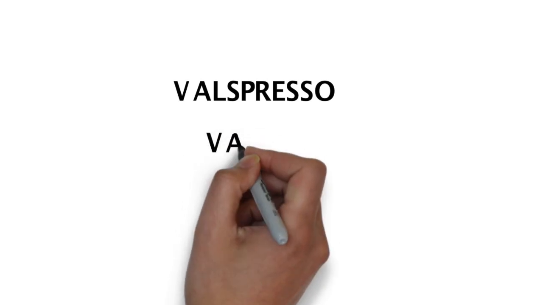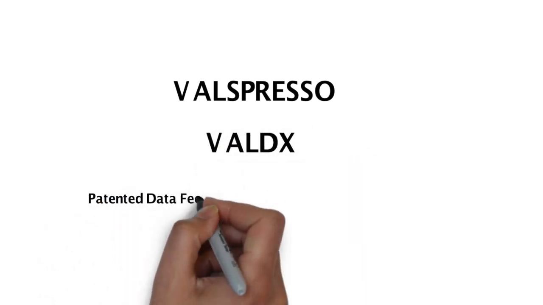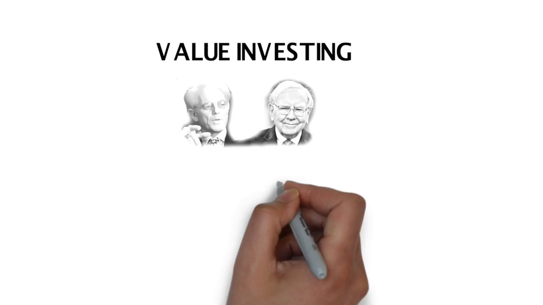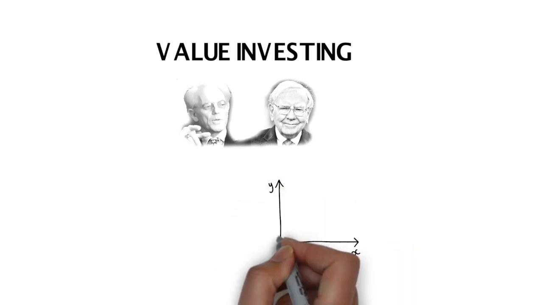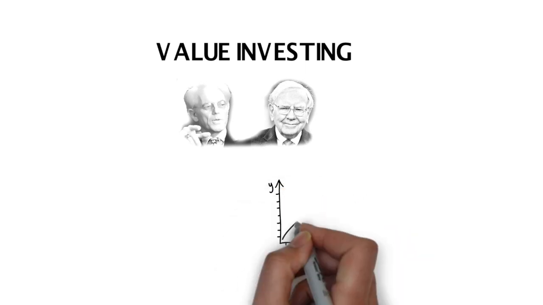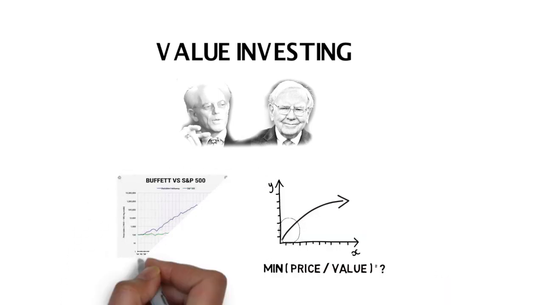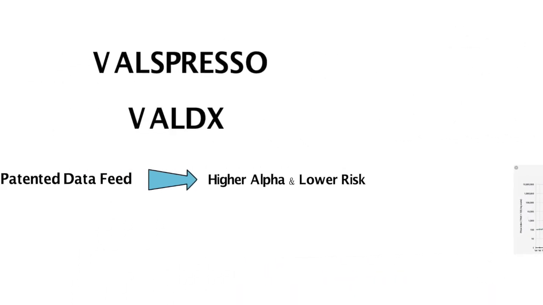Introducing Valspresso's Valdex, a patented data feed for achieving consistently higher alpha with reduced risk. Value investing, as typified by Warren Buffett and Peter Lynch, is all about identifying undervalued stocks. But the analysis of price-to-value ratios has been difficult and is considered by many to be an art form.